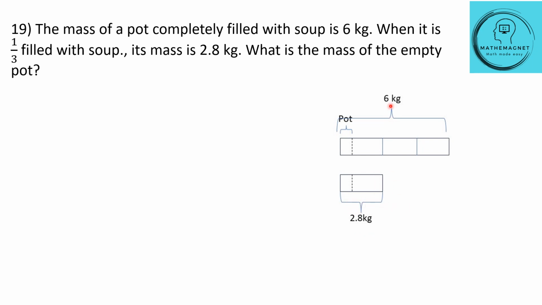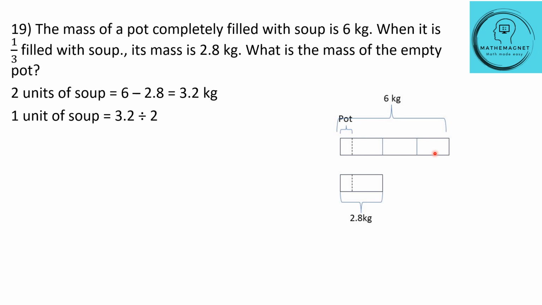Now we know the difference will be equal to 2 units of the soup excluding the weight of the pot, right? This 2.8 and 6 have the pot weight included. The difference will give you the 2 units of soup alone. So 2 units of soup will be 6 minus 2.8, which is equal to 3.2 kg. So 1 unit will be 3.2 divided by 2, which is equal to 1.6 kg.